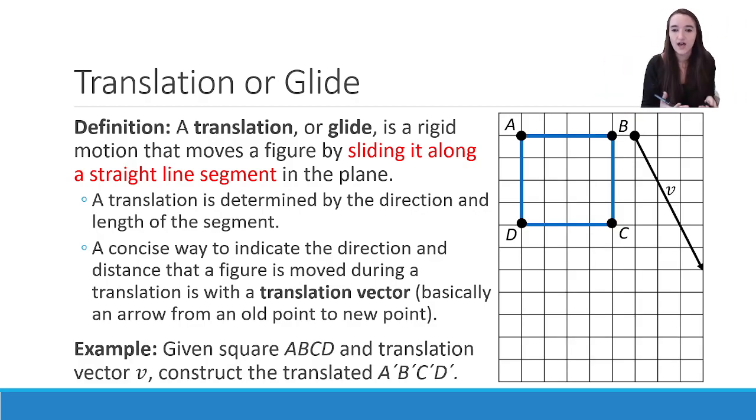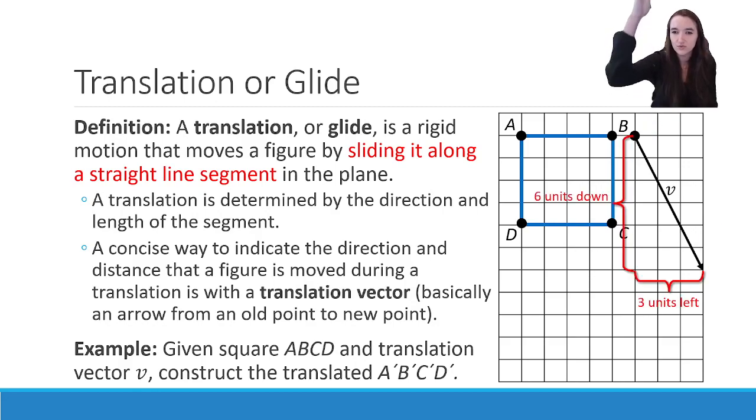So here we have square ABCD and translation vector V. And we want to create A prime, B prime, C prime, D prime, the translation of ABCD along this vector. So to do this, the vector tells us the direction we're headed and how far in that direction. So essentially, we want to measure how far left, right, down, up this vector has taken the point from its starting point. So how far away is its ending point?